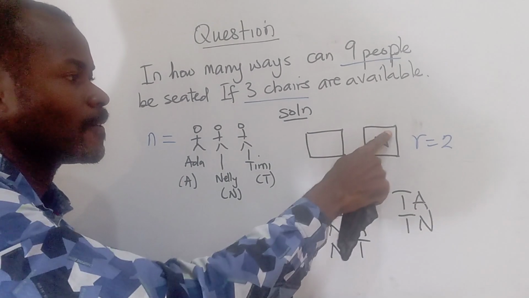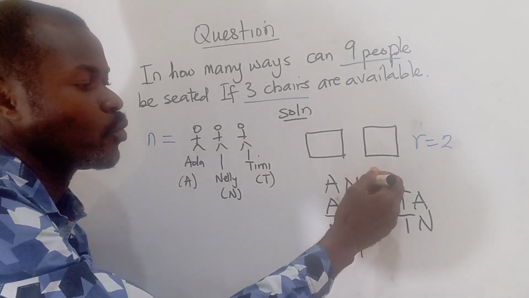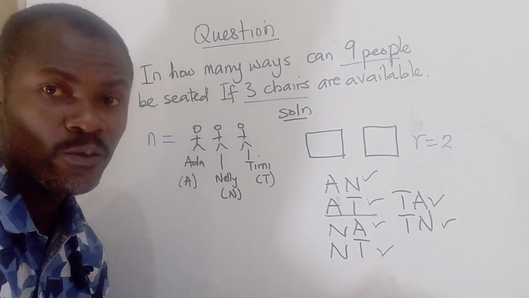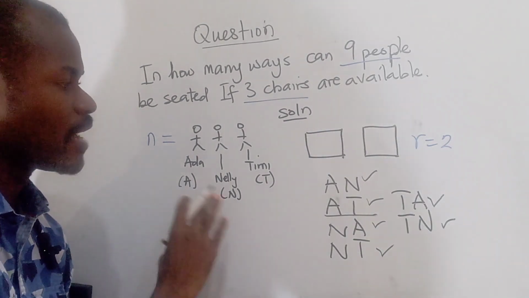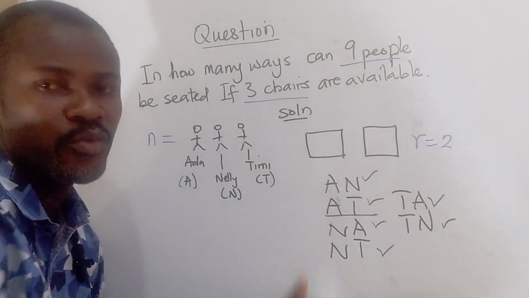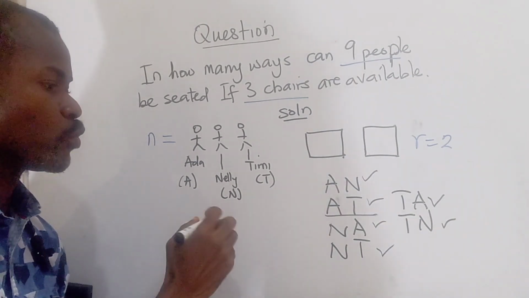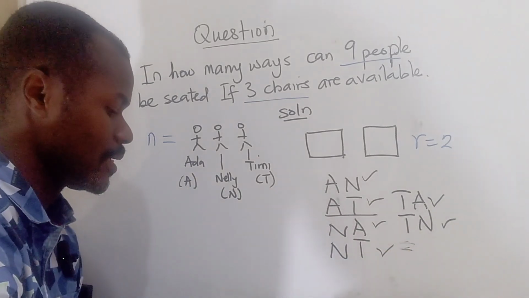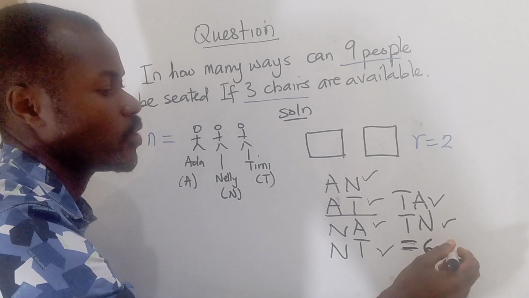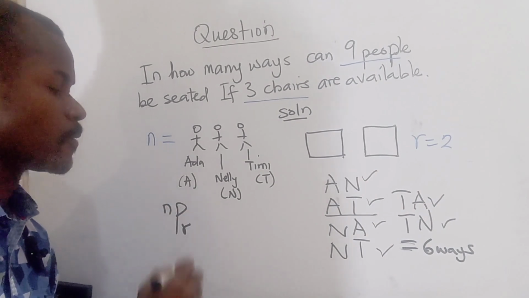So how many ways have we been able to arrange them? We simply have 1, 2, 3, 4, 5, 6. So we have 6 ways. So when we have 3 people and just 2 chairs, our answer is 6. But we have a formula with which we can solve this. Now for the formula, we can say n permutation r.